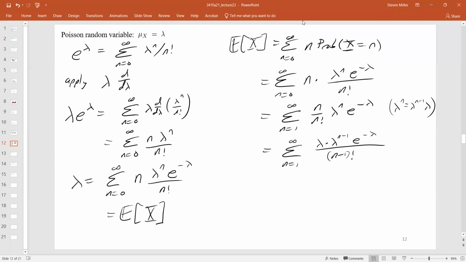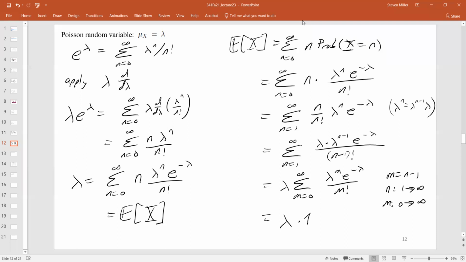Well, I can pull the extra lambda outside, and then this is just the sum, m goes from 0 to infinity, lambda to the m e to the minus lambda over m factorial, where m is just equal to n minus 1. So if n goes from 1 to infinity, m goes from 0 to infinity. But this is a probability distribution, and we're summing all the probabilities. That's just equal to 1. So it just equals lambda.